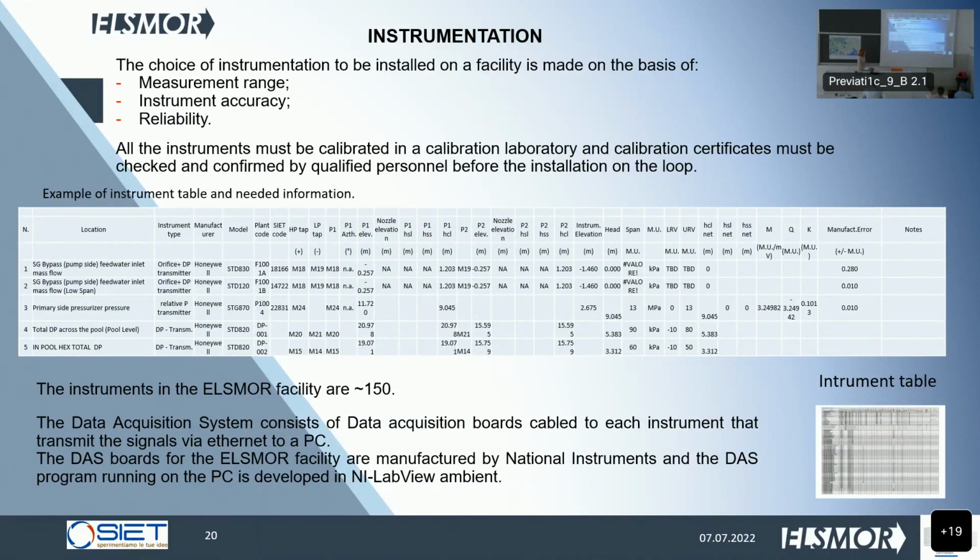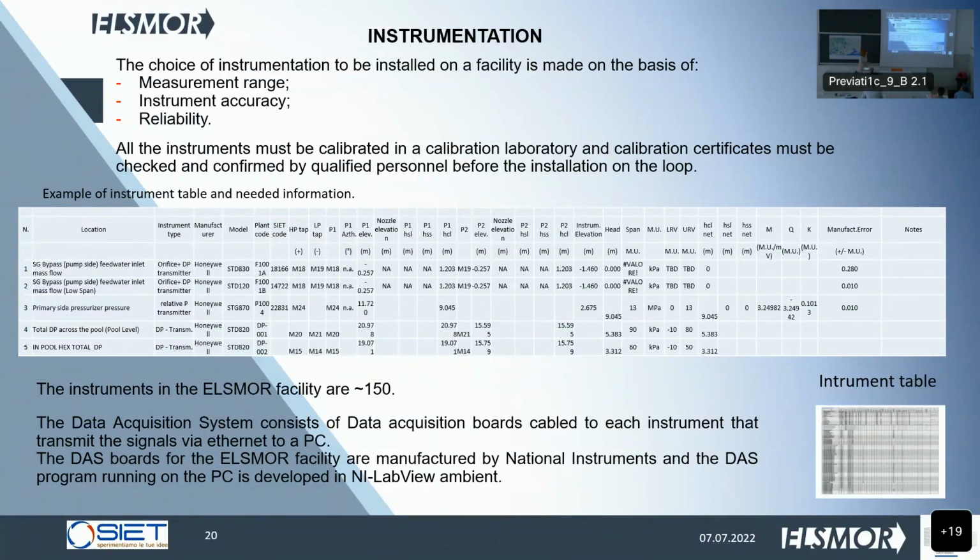Then, for example, if we have a differential pressure instrument, we have two taps, which are the high pressure tap and the low pressure tap. So they must be identified. We need to know which are the taps. And so the table summarizes also this information.